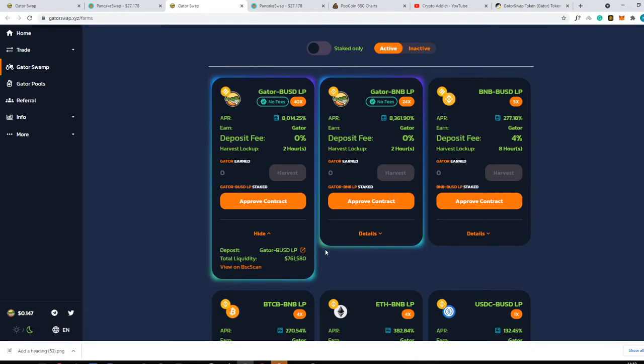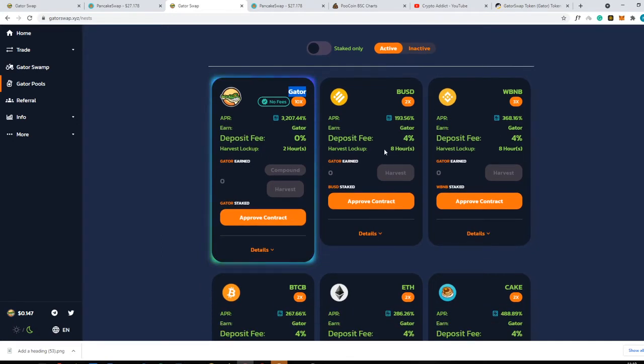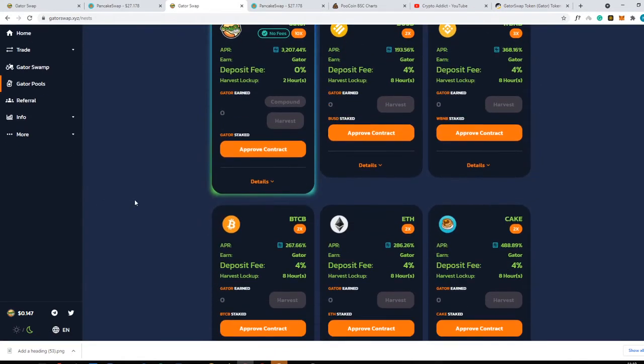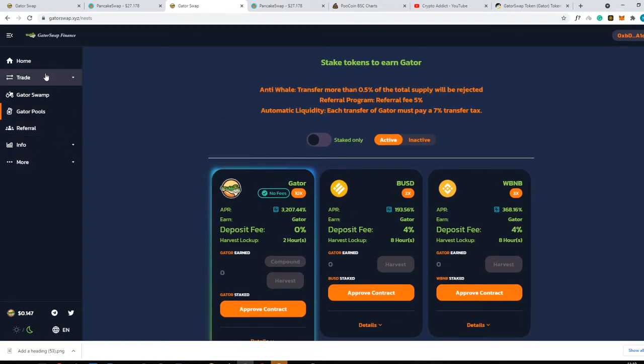For the Gator pools, where you can only farm one coin, just approve it here as well. If you already have Gator, just put it inside here. If you have BUSD, just put it inside here, because it is automatically connected to your wallet. So we will talk about whether this one is worth it.